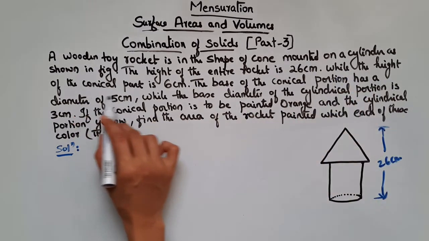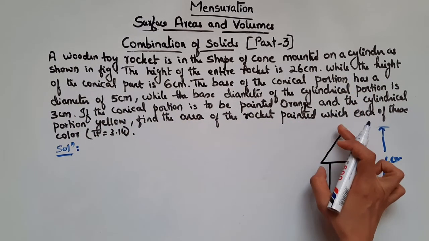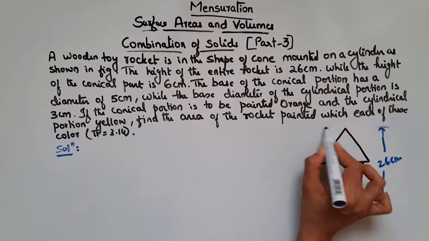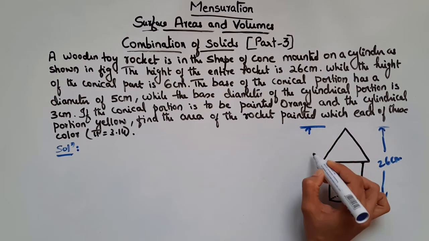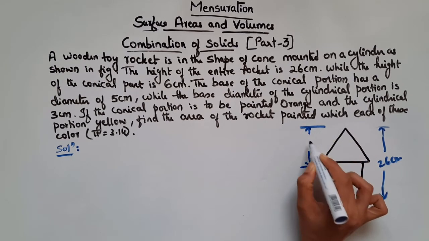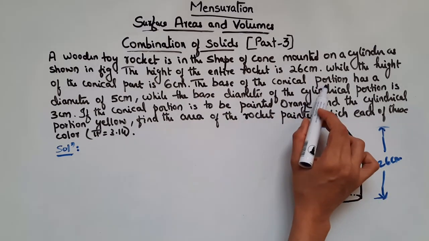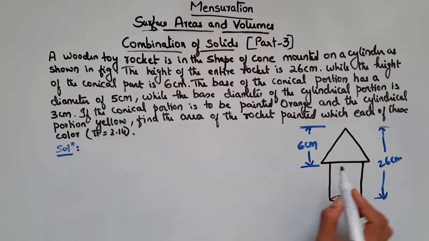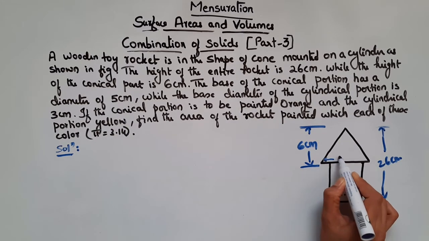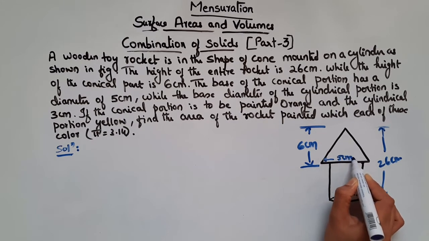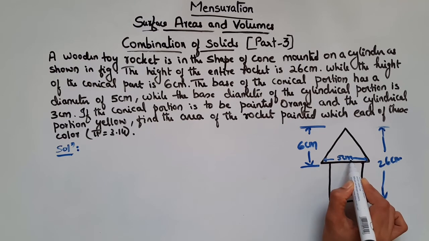While the height of the conical part is 6 centimeter. So this part, that is the conical, which is this part, right? So height of this part is 6 centimeter. The base of the conical portion has a diameter of 5 centimeter. So this diameter, that is the conical part. So base is this, right? So this diameter is 5 centimeter.